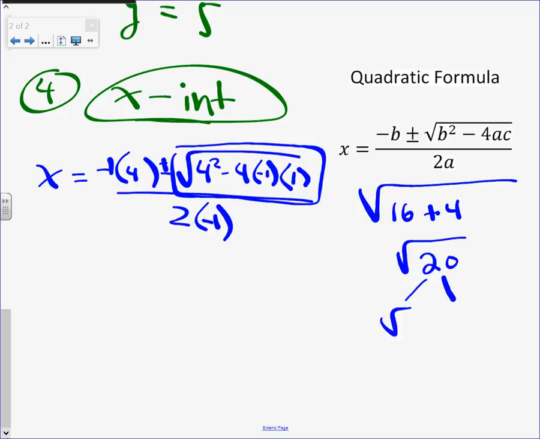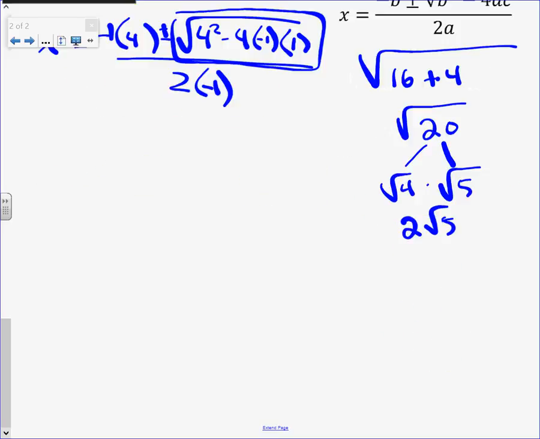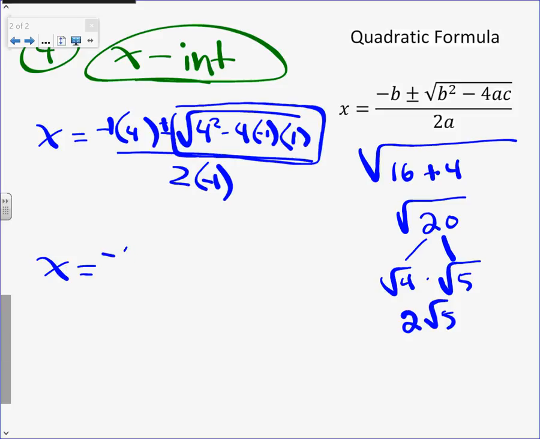4.5. We can approximate it right now. Let's do the exact answer. Radical 4 times radical 5, so this becomes 4 radical 5... 2 radical 5. So our answers now, here we go. Ready? The exact answer, so the exact roots, in other words, is -1 times 4 is -4 plus and minus 2 radical 5 divided by -2.